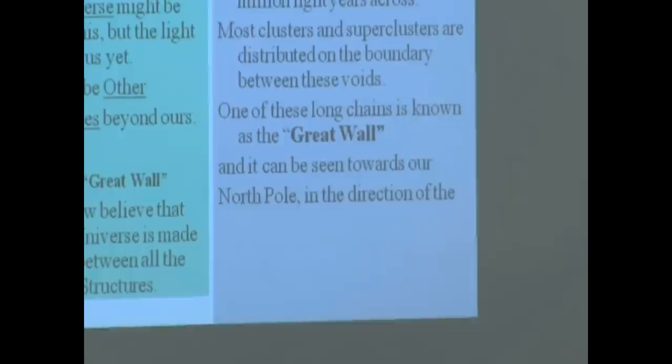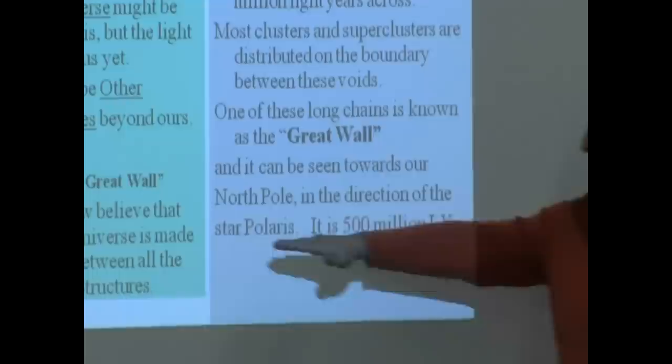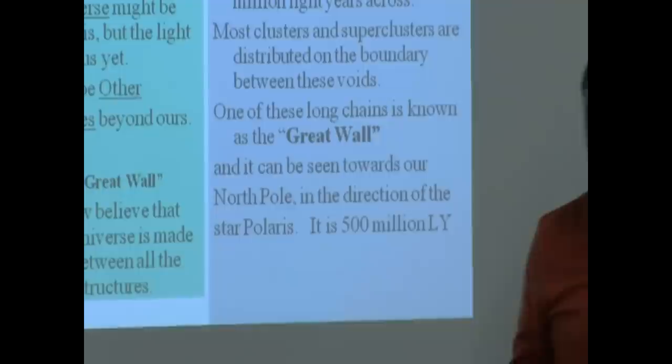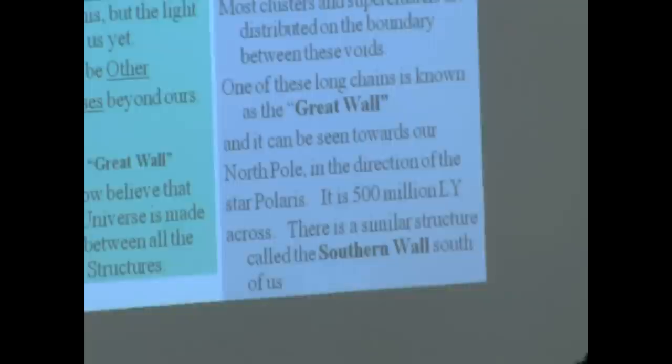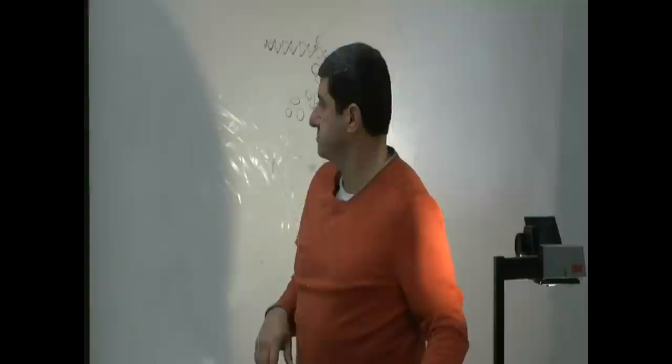So one of these long chains is known as the Great Wall, and it can be seen towards our North Pole, this way, in the direction of the star Polaris. And we're about to start lecture two, so we're going to learn what Polaris is. It's our North Celestial Star, okay? And it is 500 million light years across, so the distance from here to here, 500 million light years across. There's a similar structure called the Southern Wall south of us. So North, Great Wall, Southern Wall. Okay, so let's see what this shows.